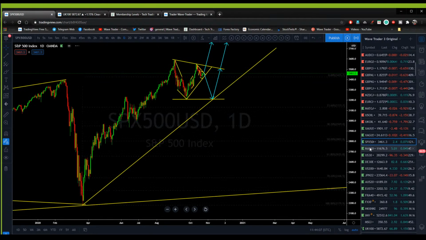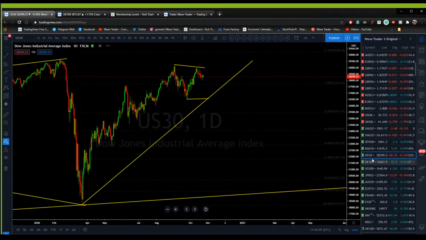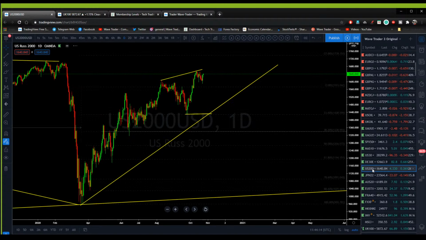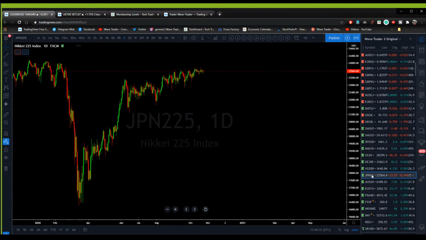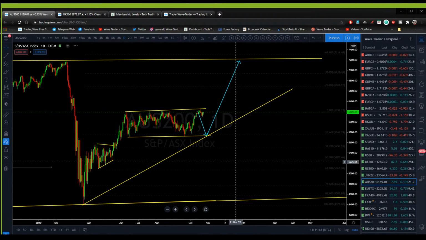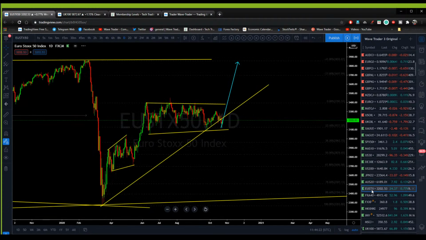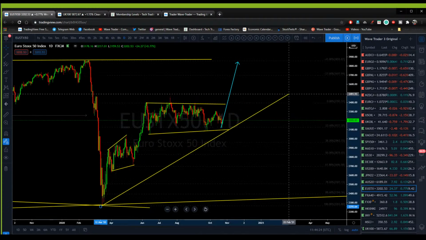The others are not. This is at the top, US 30 at the top, German 30 at the top, US Russell 2000 at the top. Nikkei index at the top. Euro Stoxx 50 is also close to the top.